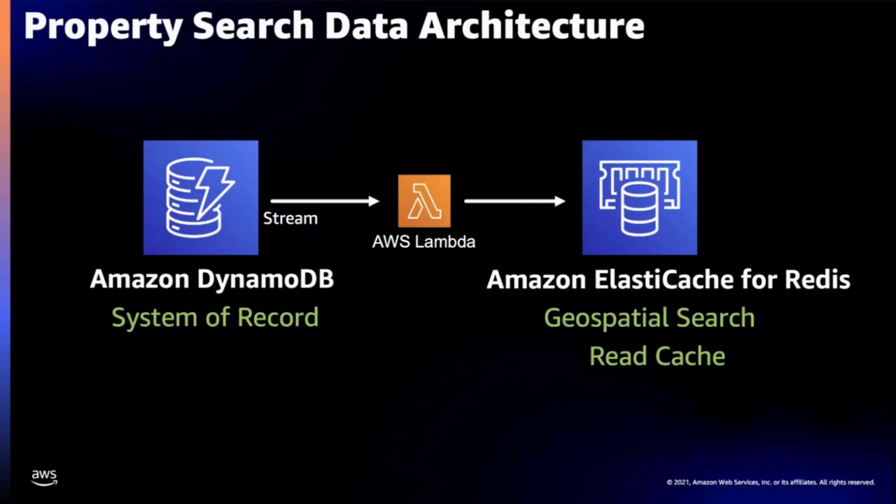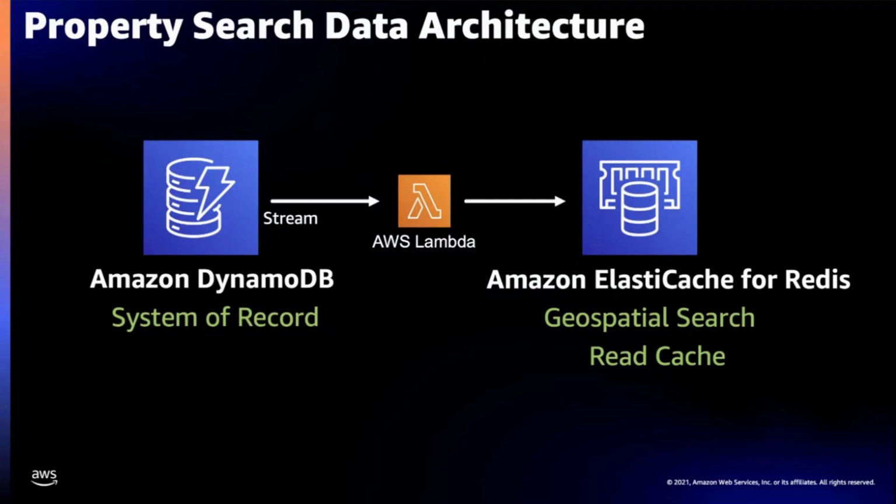We're going to use Amazon DynamoDB as the system of record, and we're going to use Amazon ElastiCache for Redis as our read cache and our geospatial search engine. So how are we going to get data from DynamoDB to Redis? Well, the answer is that we're going to use a Lambda function.